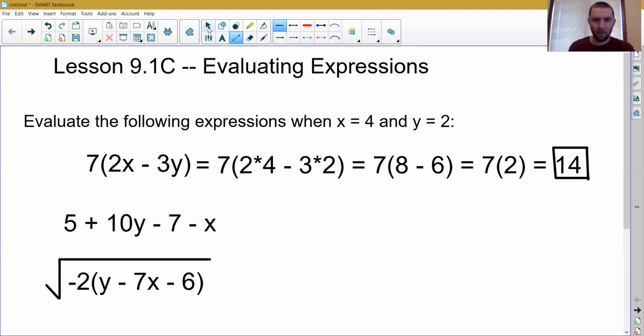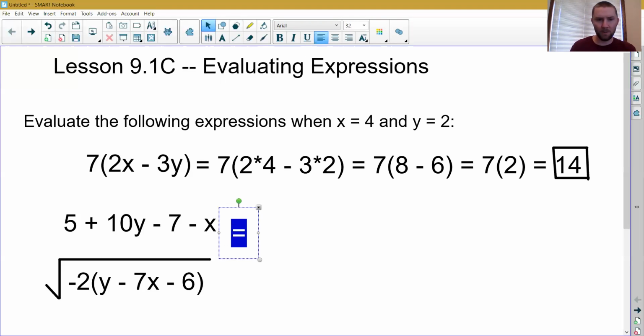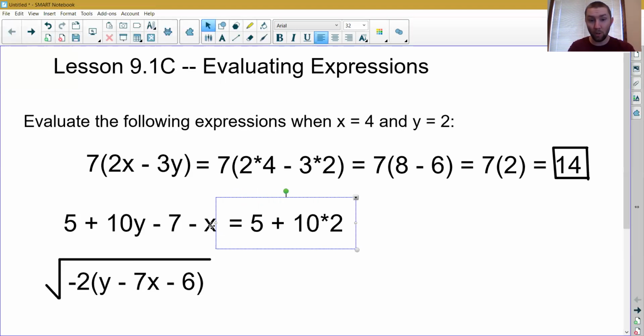Now I'm going to do a very similar thing with this expression. This one has a couple more pieces that are just numbers instead of variables. If I replace the variable y with the number 2, and the variable x with the number 4, my expression is going to say 5 plus 10 times 2 minus 7 minus 4. And then this again is just order of operations.